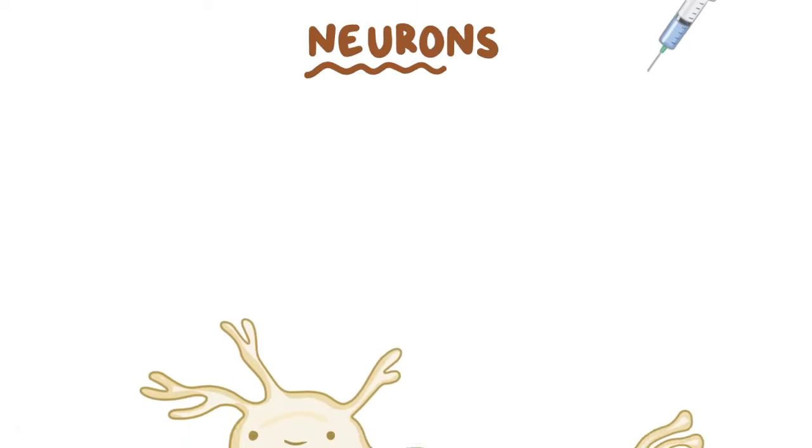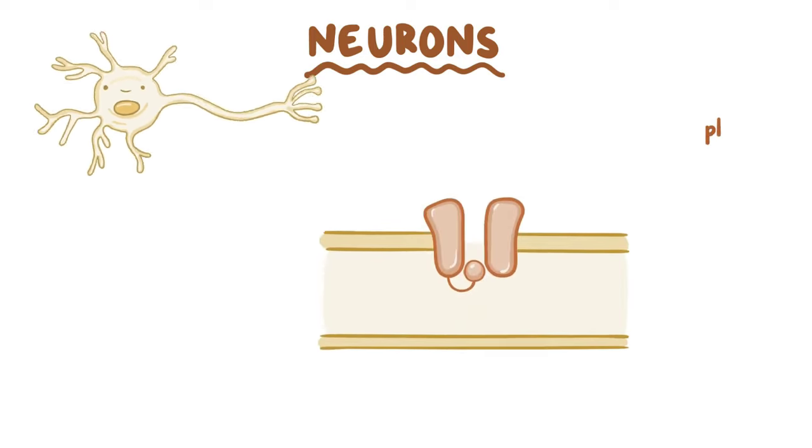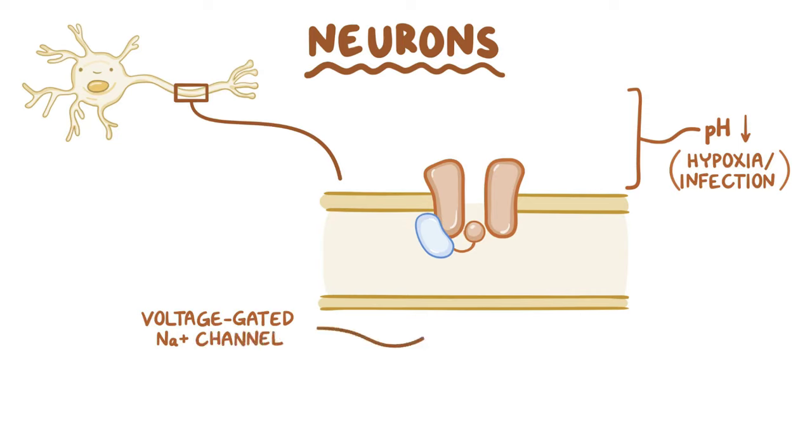Okay, once the anesthetic reaches the neurons, they'll go inside the cells. However, if the pH in the surrounding tissue is low, like if there's hypoxia or an infection, some of the medication will become ionized and won't be able to cross the cell membrane. Once inside the cell, the medication binds to voltage-gated sodium channels on the cytoplasmic surface of the membrane.